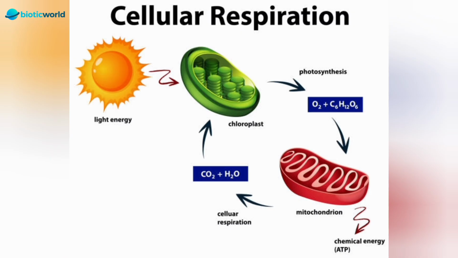Chloroplasts and mitochondria are like the yin and yang of the cell. While chloroplasts produce glucose and oxygen through photosynthesis, mitochondria use that glucose and oxygen to generate ATP during cellular respiration. Together, they form the core of the energy cycle in plants and sustain life on Earth.